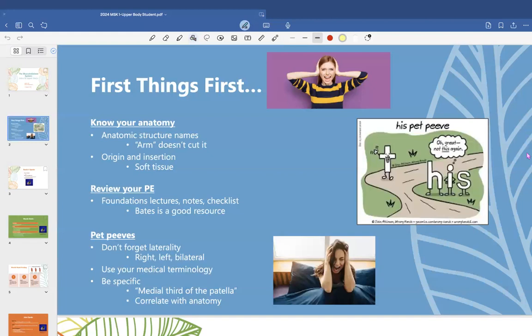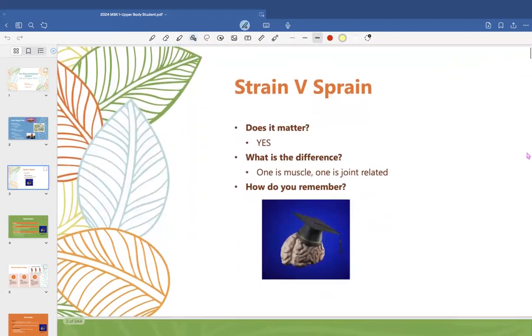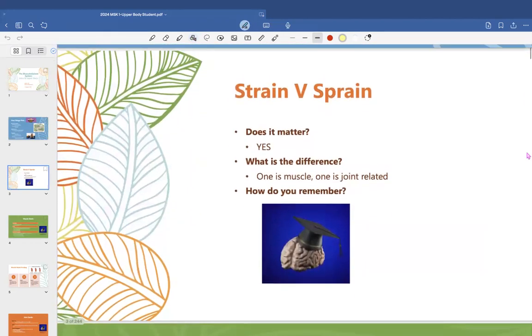All right, so a little bit of overview and intro. Sprain and strain, are they the same? No. Does it matter? Yes, of course it matters. I just finished saying how all the details matter. Do you know what the difference is? One has a P and one has a T. That is very important to notice because that's how I remember. One is muscle related, one is joint related.